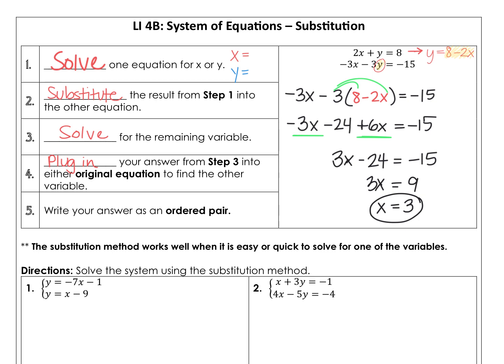So notice I circled it. I didn't box it. I don't want to lose that. But now we are at the point where we have solved for the remaining variable. Now we're going to plug in our answer, because you need both numbers, both x and y. Plug in your answer from step 3 into either original equation to find the other variable. We say original equation so that you're plugging it into something that you haven't messed up. You could technically plug it into the y equals 8 minus 2x, but we're going to choose this top equation.